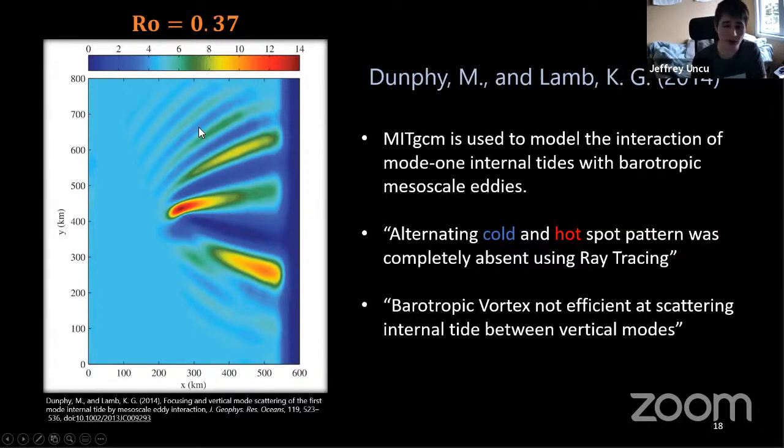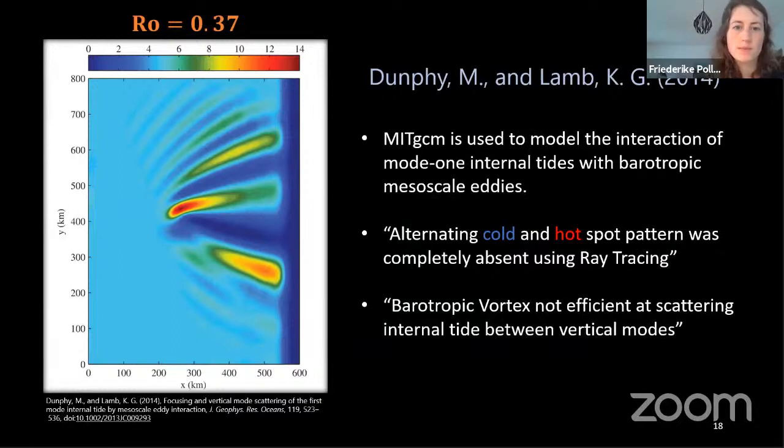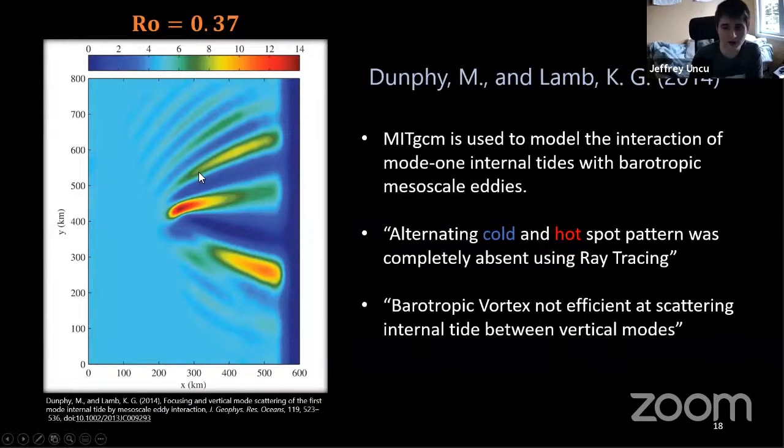One thing to note in this paper is that when they use ray tracing to see what the results would be, even if they violate the assumptions, these alternating hot and cold spots are completely absent, showing the need for us to run these sub-mesoscale simulations to see what kind of patterns crop up. You can also see from the graph that these cold spots can reach almost zero, meaning there's no wave energy in that region. Another thing to note in this paper is that the barotropic vortex is not efficient at scattering internal tides between vertical modes.